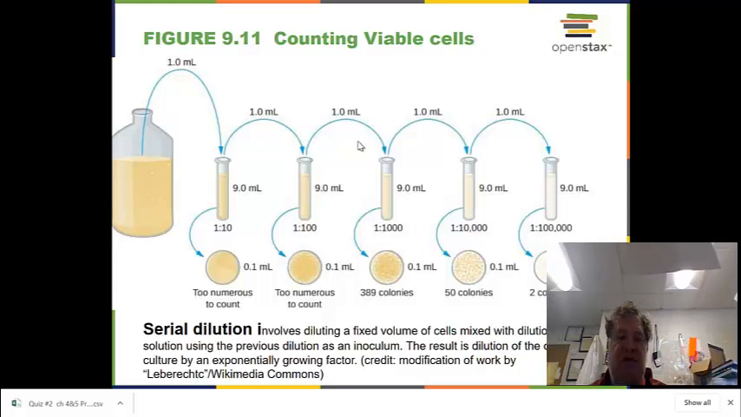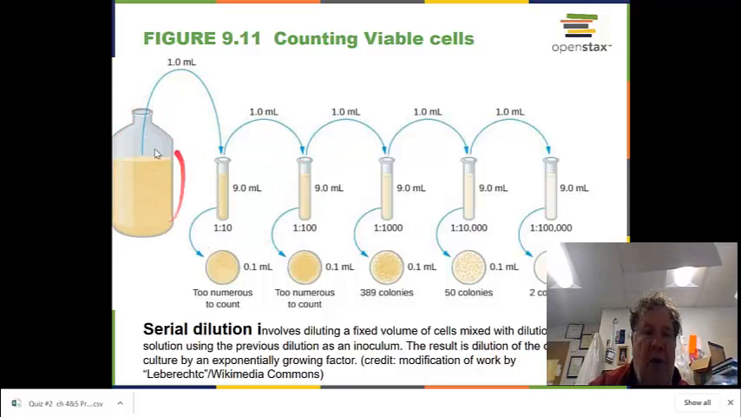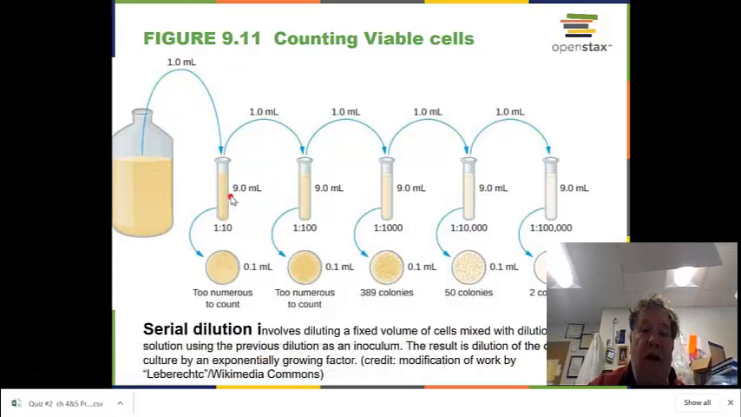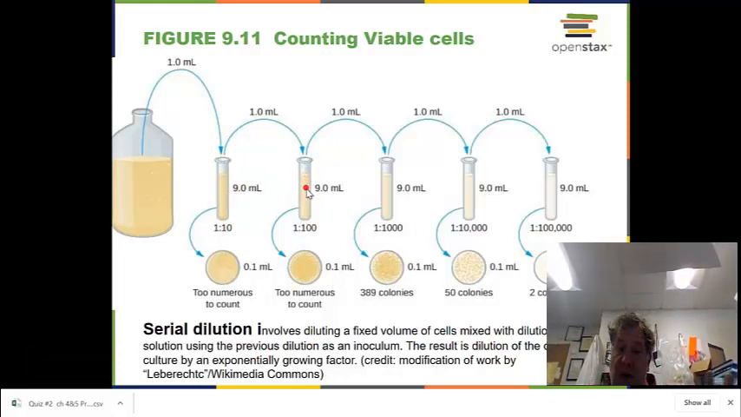However, we can use something called a serial dilution. In this case, we take our original culture of bacteria and dilute it 1 to 10, and when we count that out, we still have too many bacteria. But if we take that 1 to 10 dilution and dilute it 1 to 10 again, that's a total 1 to 100 dilution.